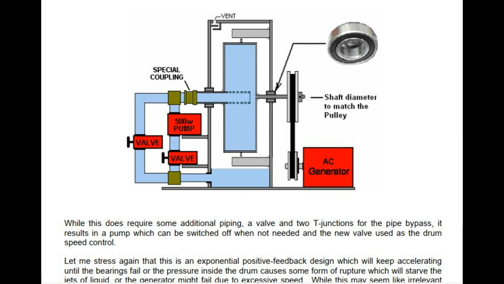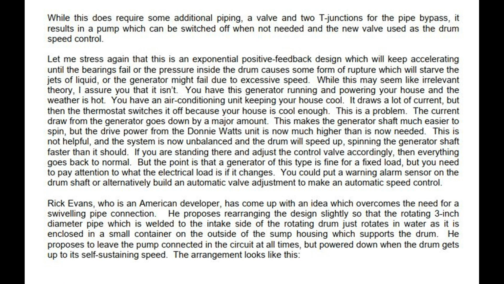While this does require some additional piping, a valve and 2 T-junctions for the pipe bypass, it results in a pump which can be switched off when not needed and the new valve used as the drum speed control. Let me stress again that this is an exponential positive feedback design which will keep accelerating until the bearings fail, or the pressure inside the drum causes some form of rupture which will starve the jets of liquid, or the generator might fail due to excessive speed.